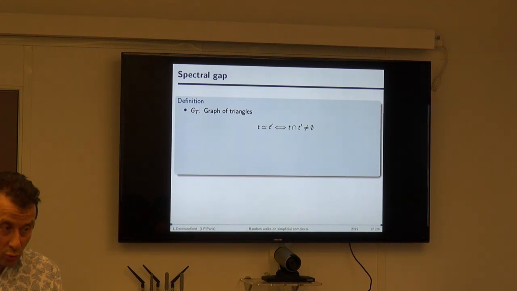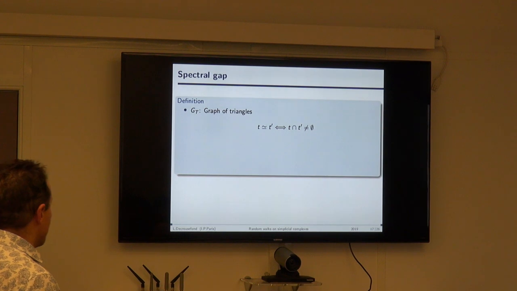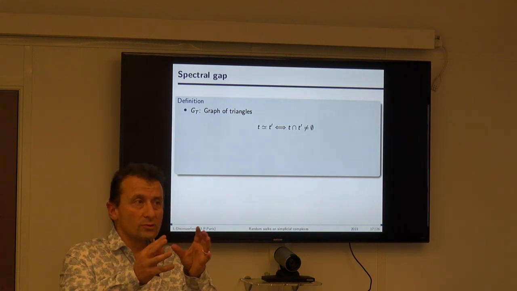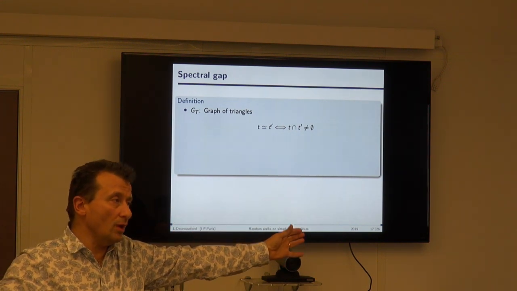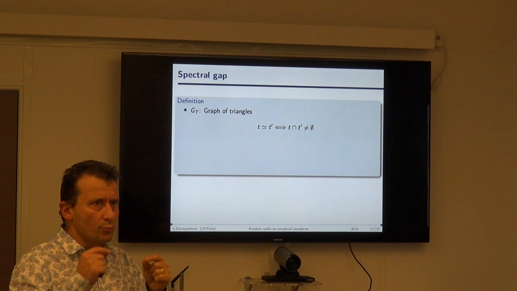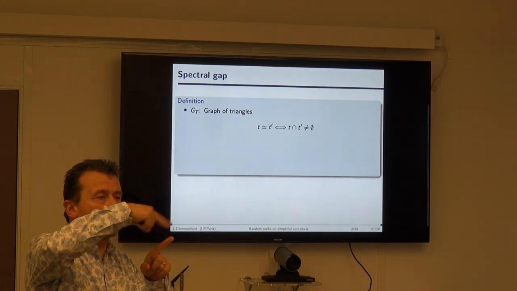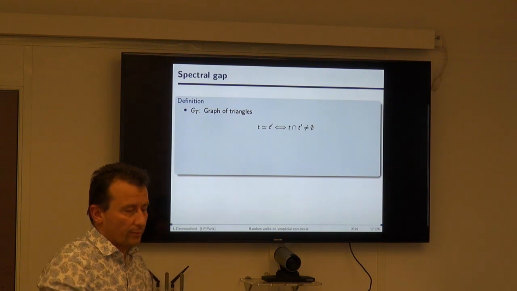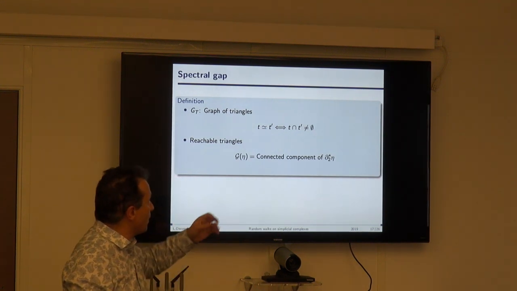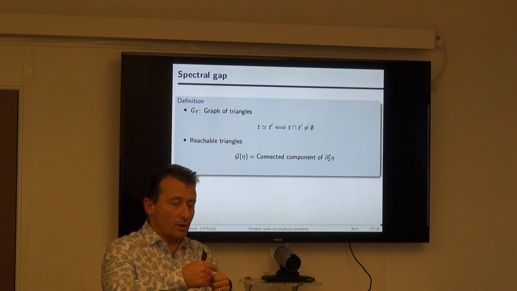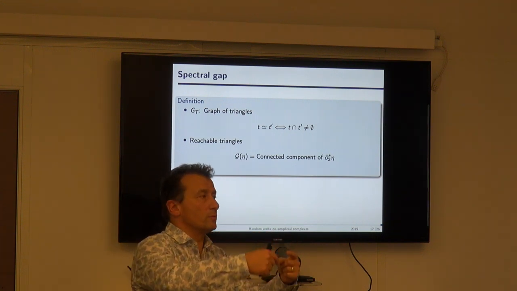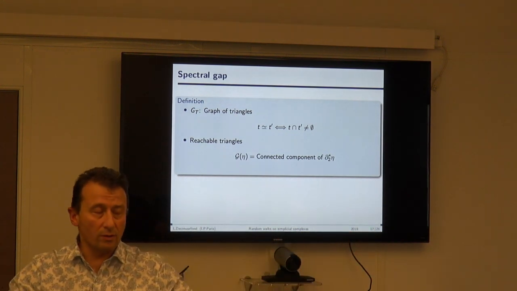We don't know what the stationary probability is, but we know a bound on the spectral gap. You take all the triangles, and you construct a graph on the set of triangles. You put an edge between two triangles if they have a common edge. The set of reachable triangles: you start with one triangle, and then you look at all the triangles adjacent to this triangle, then the triangles adjacent to all these triangles, and so on and so forth.